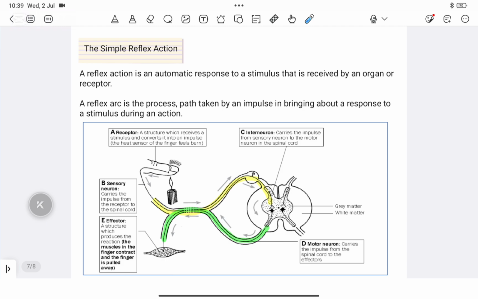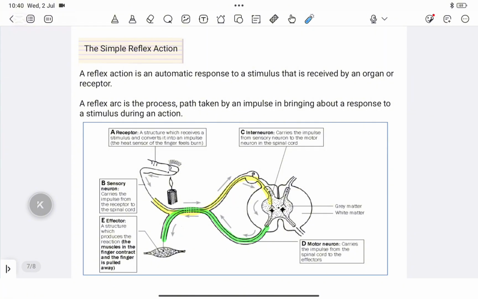So that's just a simple example of what a reflex is. It's something that has happened automatically. You don't think about it. Okay. So below is a diagram of a simple reflex action that you need to know and need to understand. And remember what I said, the spinal cord is there. So if you do not understand the spinal cord, what goes where, you are going to struggle here.